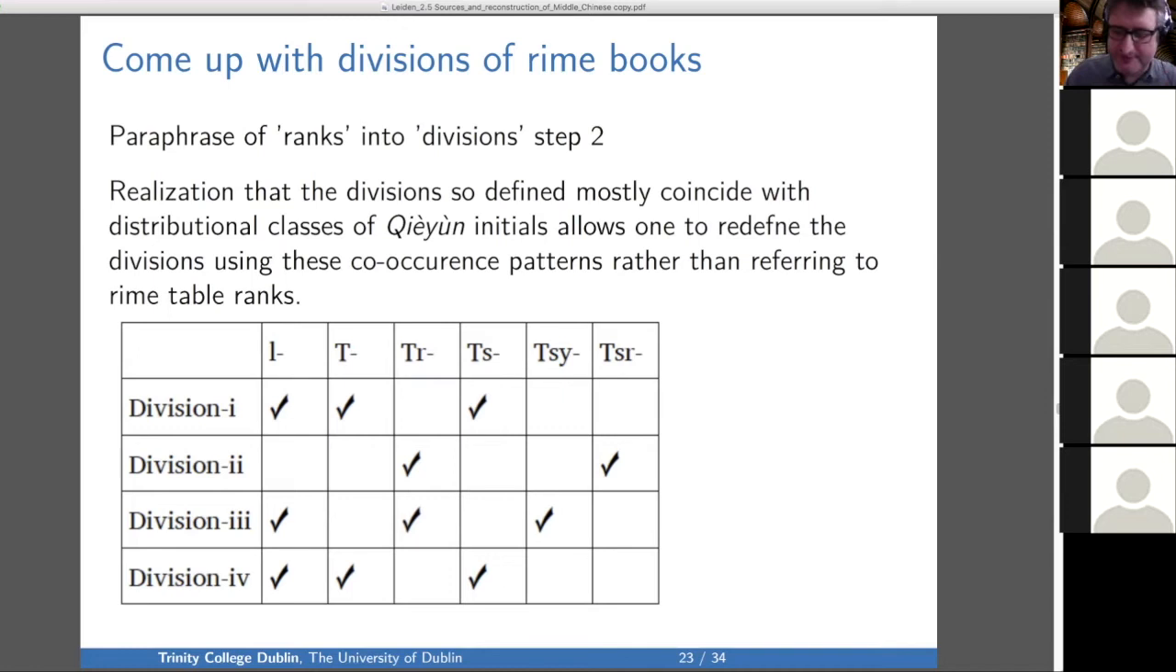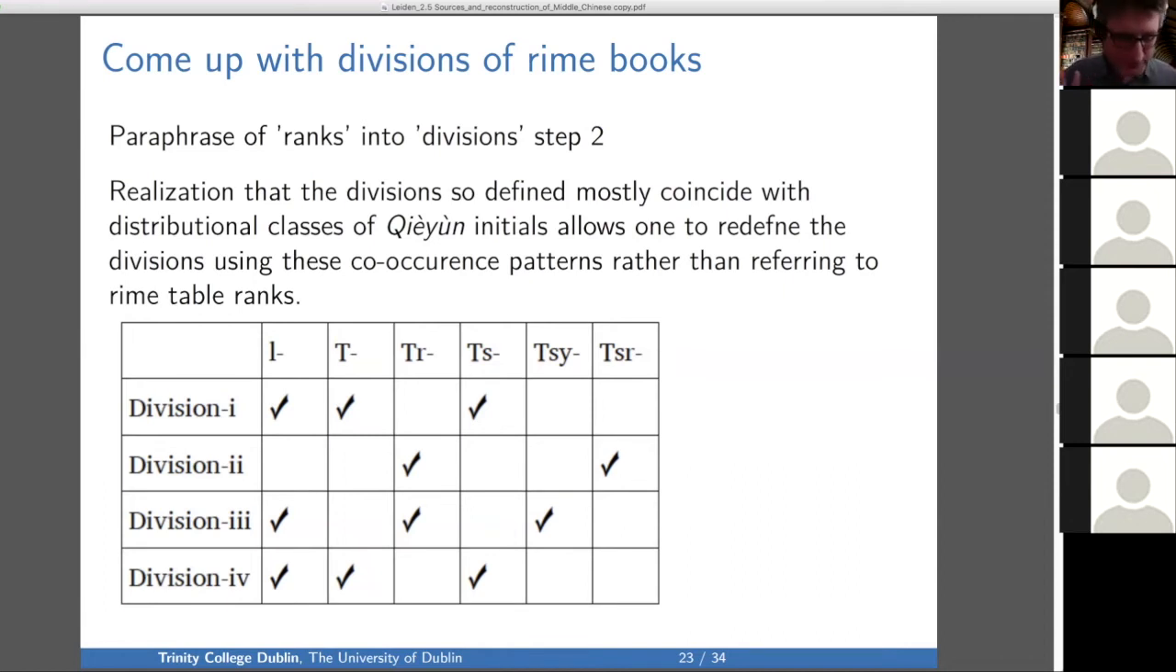The thing I want to emphasize first, because there's actually a kind of mistake in my book that Zev Handel points out in his review. We're going to be looking at what look like complementary distributions, but they're only complementary distributions because we're restricting the class of initials we're looking at. So we're only looking at the dentals and the affricates and the fricatives, the retroflexes. We're not looking at the velars and the labials. So that's an important caveat for me to put in that I didn't have in the book enough, and I made a mistake.